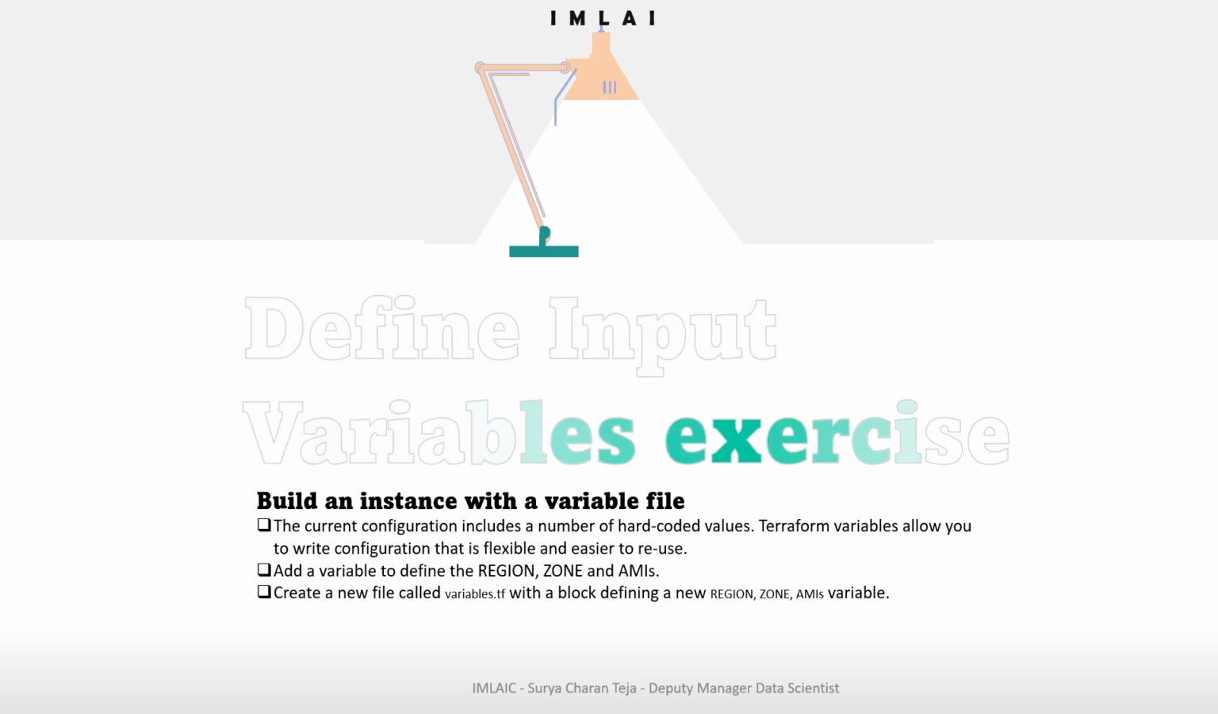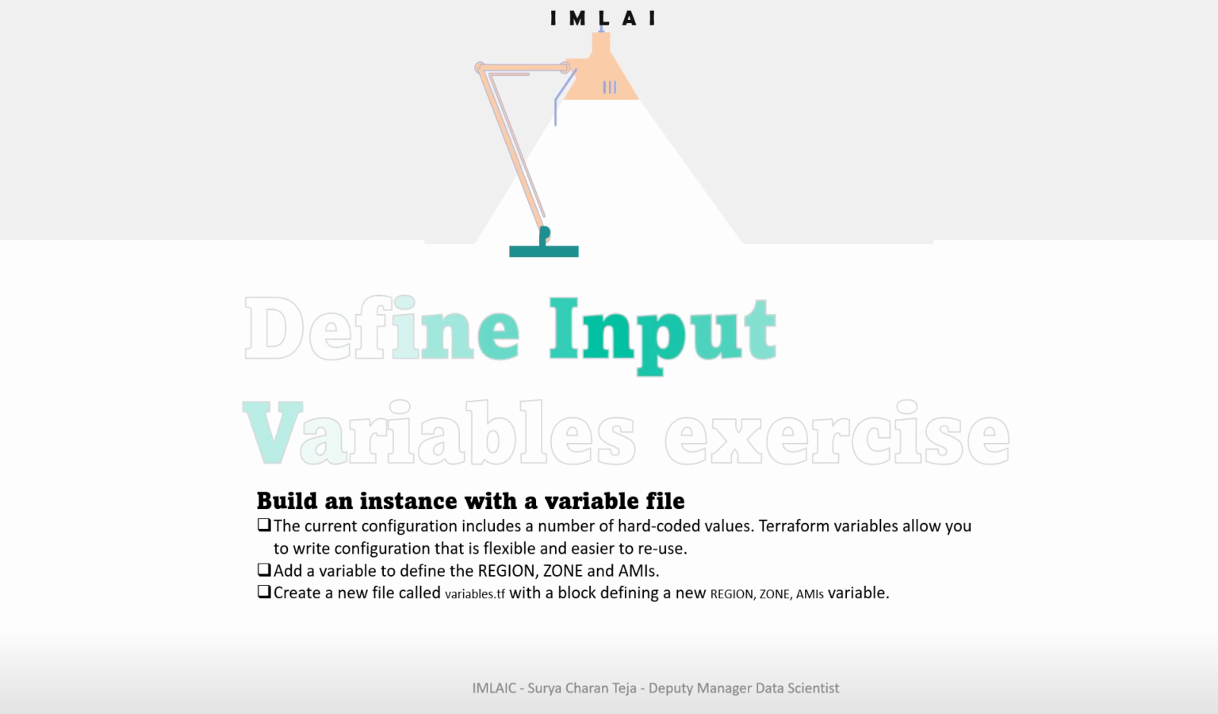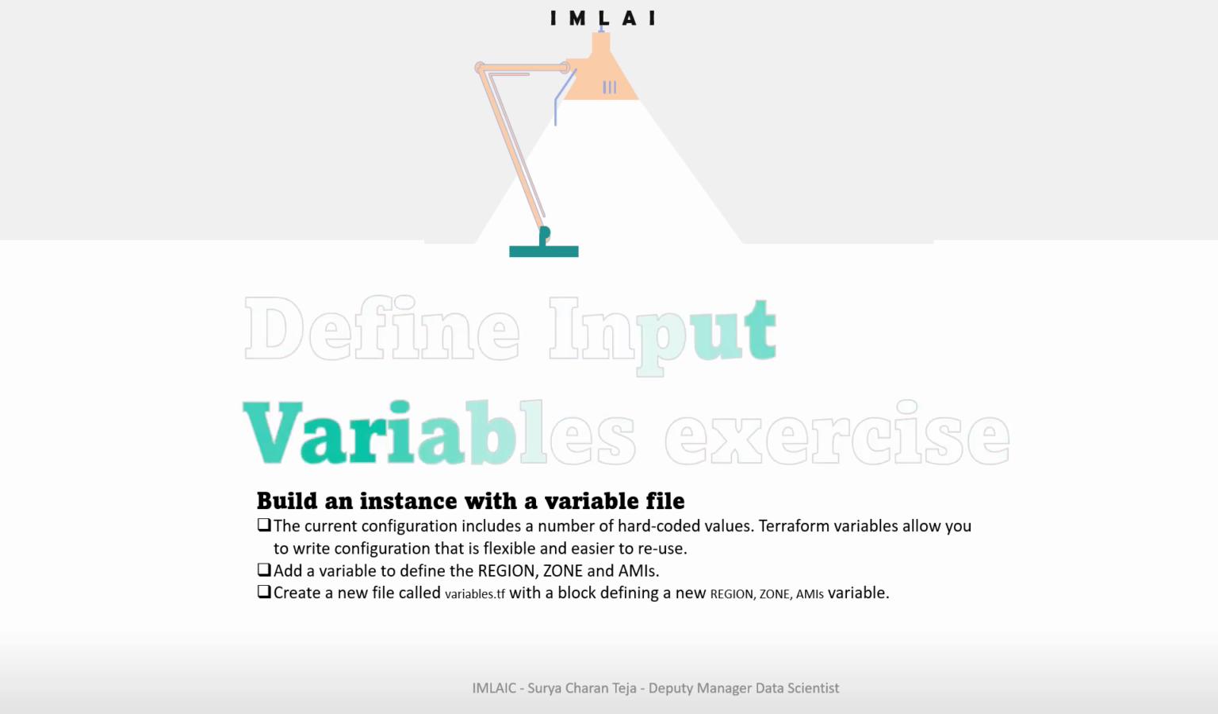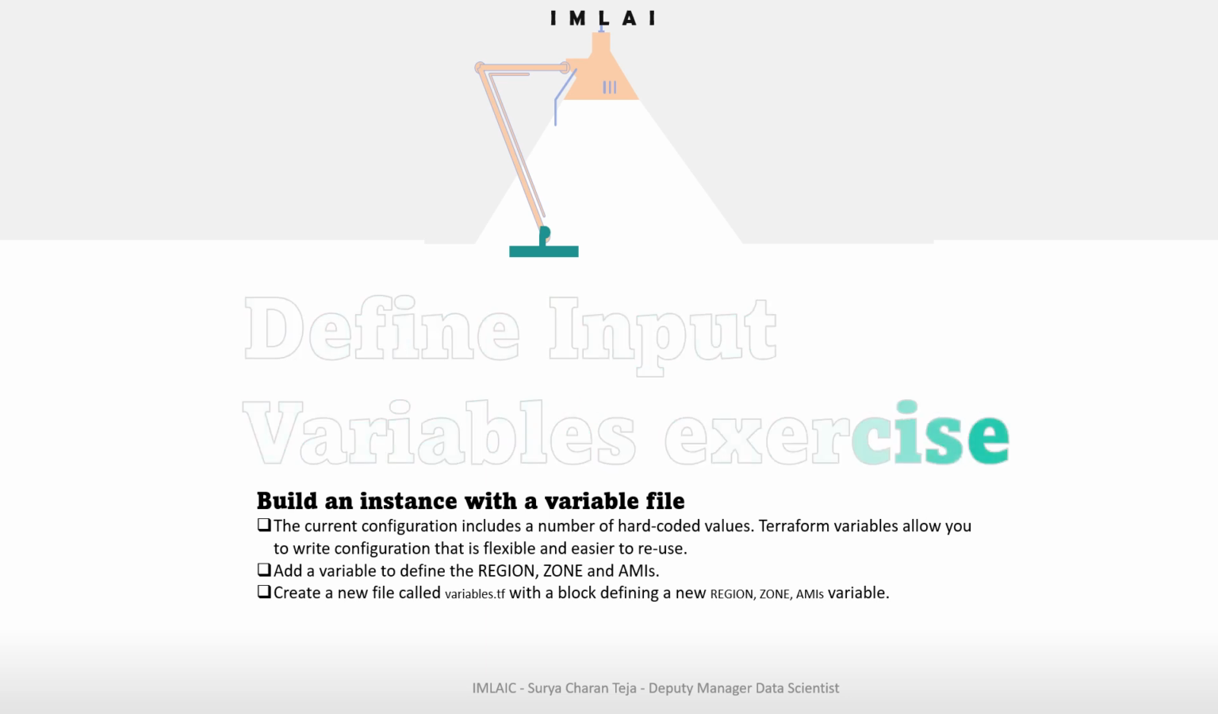For that we have to create a new file called variable.tf, with blocks defining a region, zone, and AMIs, and then after that we have to reference these variables in the main instance.tf, and then if you execute, we should be able to create it. So let's do it and let's see.